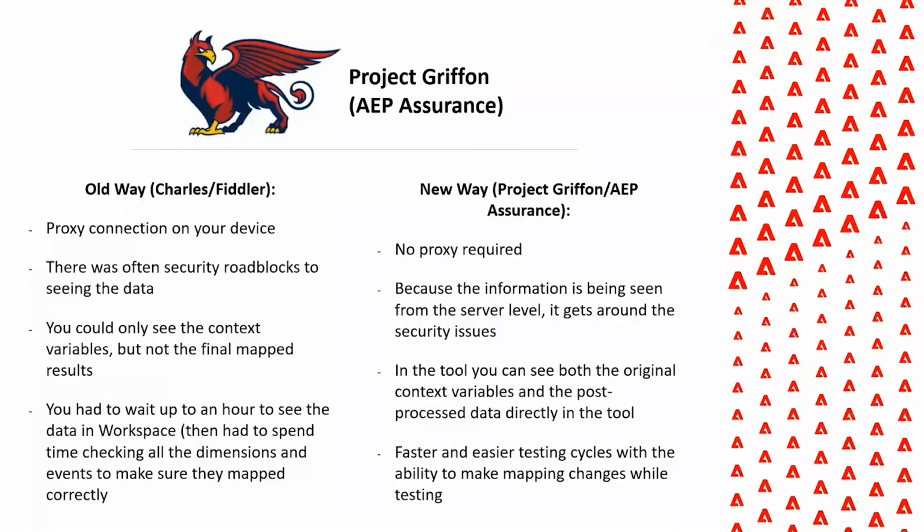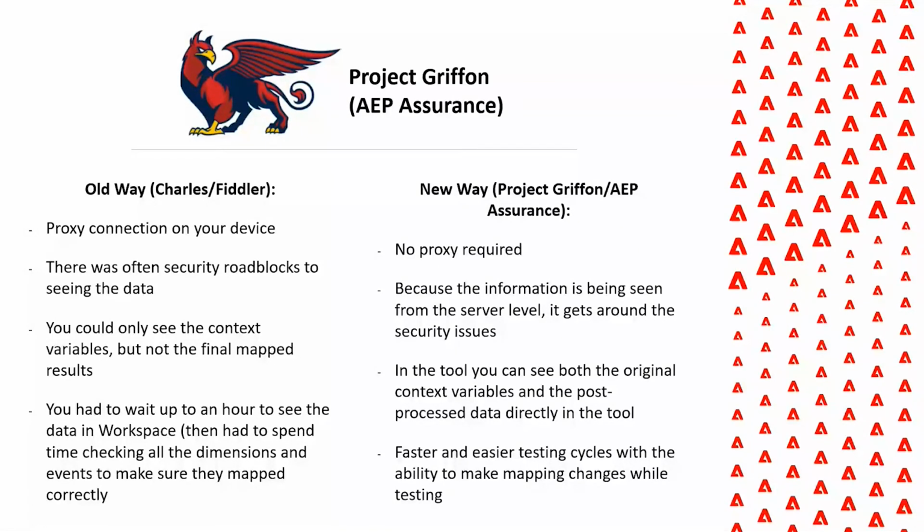So just to give you a little preview, the old way, when you were using a proxy connection, you had to connect your device to a proxy. There were often security roadblocks to seeing the data. I'm looking at you, Android. I love you, but your security makes testing a pain. So you could see the context variables, but you couldn't see the final mapped results. You had to wait up to an hour to go into Workspace and then spend time checking all the dimensions and events to make sure they were mapped correctly.